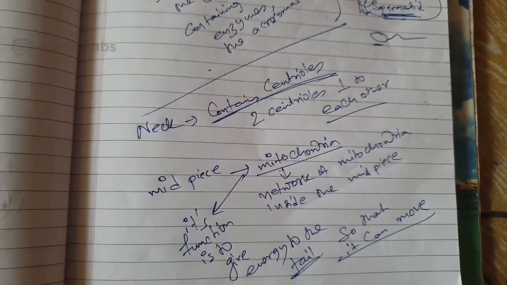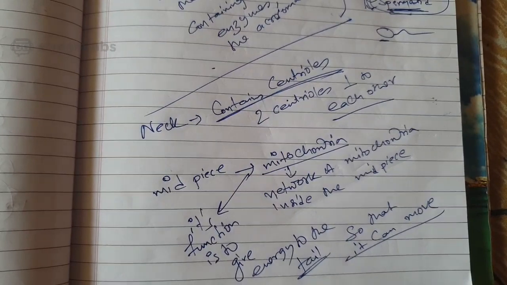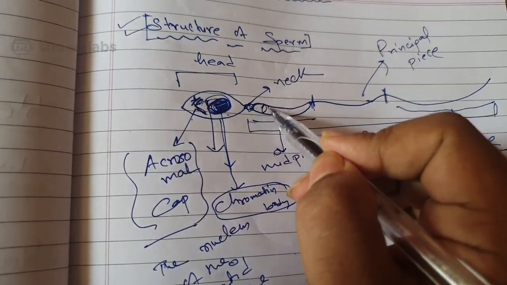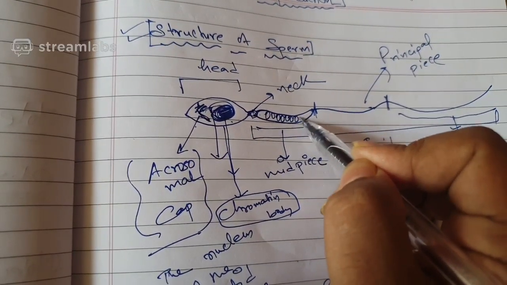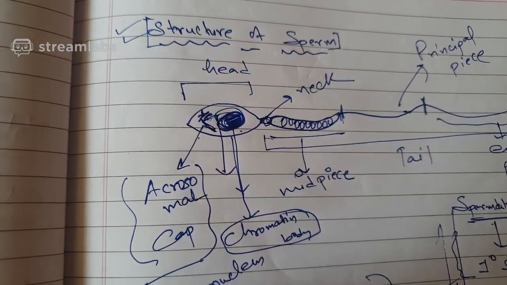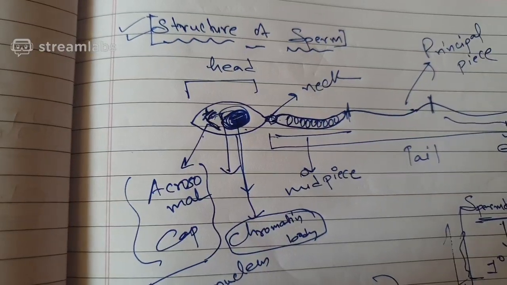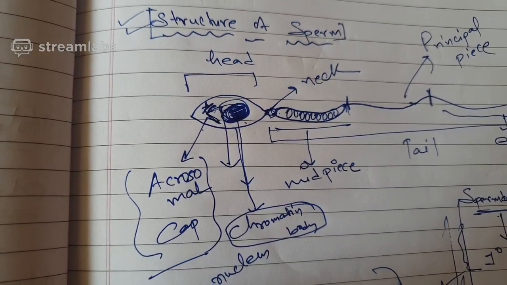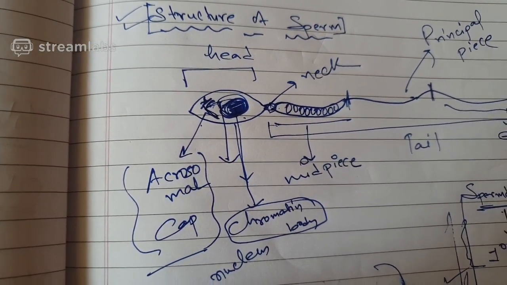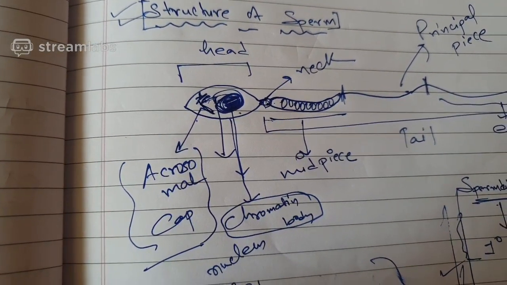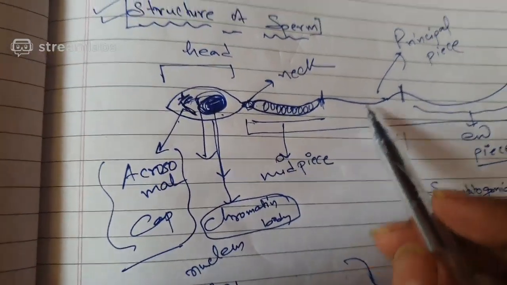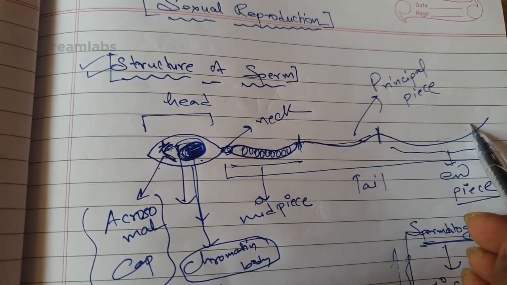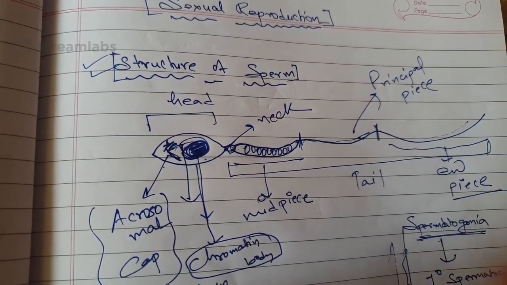And you know how vigorous the movement of a sperm is. So the mid piece contains a network of mitochondria inside it. This whole network of mitochondria is present, okay. I hope that you understand. That is the mid piece. And then there is the principal piece, and then there is the end piece. So I hope that you have understood, okay.